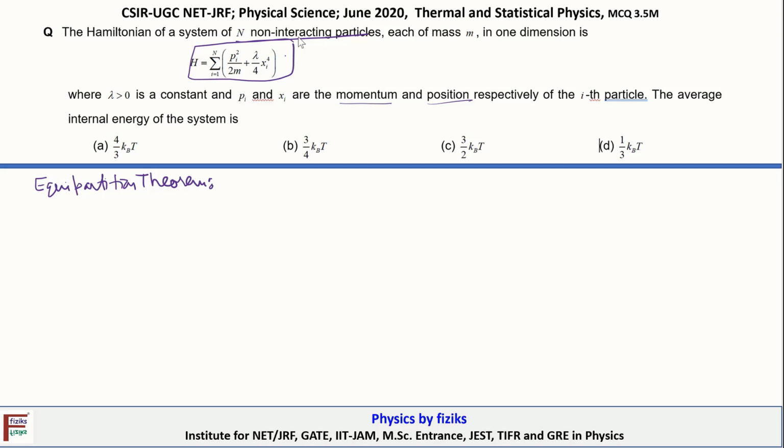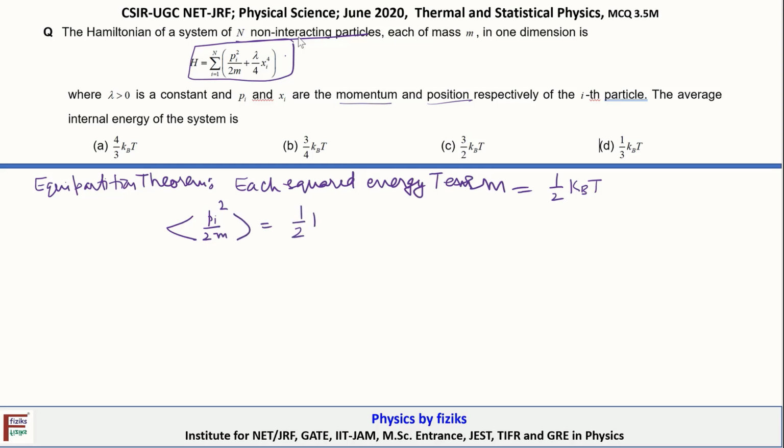whenever we are having a squared energy term, each squared energy term contributes half kBT to the average energy. So here we conclude from the equipartition theorem that the average value associated with the first energy term, that is p_i squared by 2m, will be 1 by 2 kBT. Okay. So this is simple.